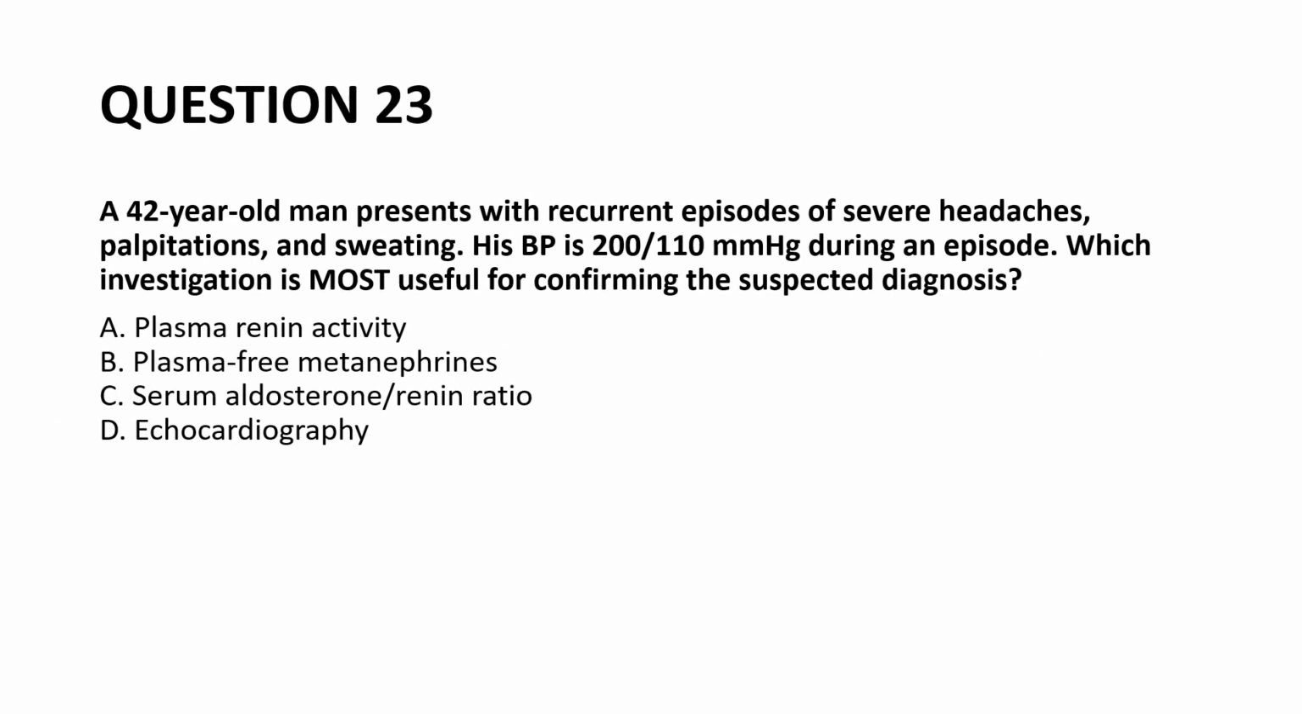A 42-year-old man presents with recurrent severe headaches, palpitations, and sweating. His blood pressure is 200 over 110 millimeters of mercury during an episode. Which investigation is most useful for confirming the suspected diagnosis? Plasma renin activity, plasma-free metanephrines, serum aldosterone renin ratio, echocardiography. The correct answer is plasma-free metanephrine.